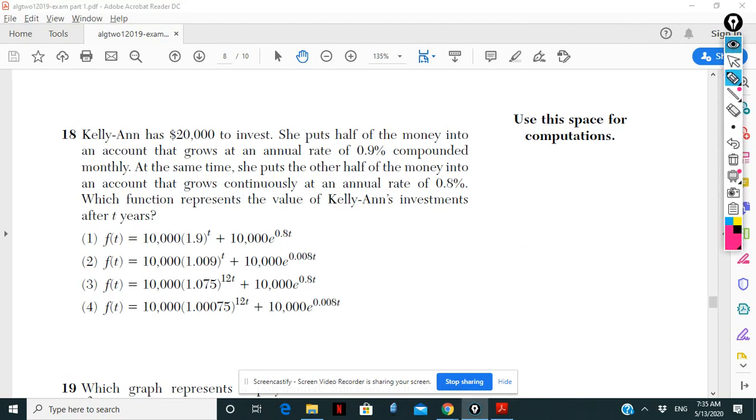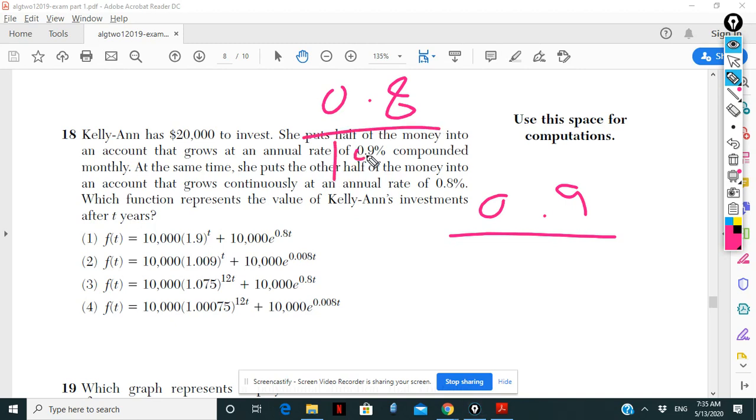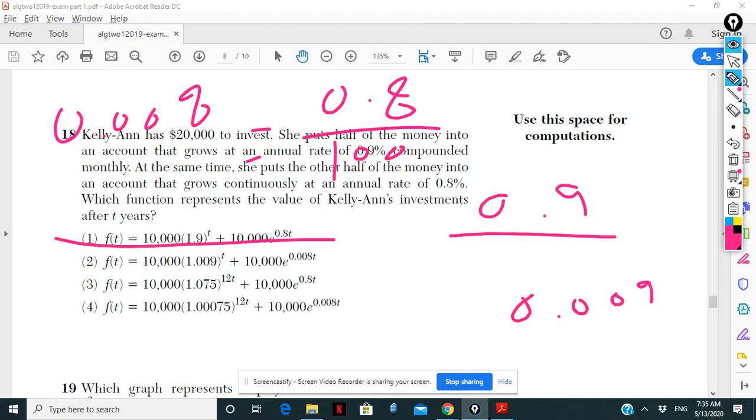So first, since it's 0.9 and 0.8, when I'm going to write in the fraction form, that one is going to be 0.008 and that one is going to be 0.009. So the 0.9 doesn't work and 0.8 doesn't work. So what does remain? 2 and 4. Now, over there he said compound monthly. So this one isn't compound monthly. This one is yearly. So the 2 is incorrect.